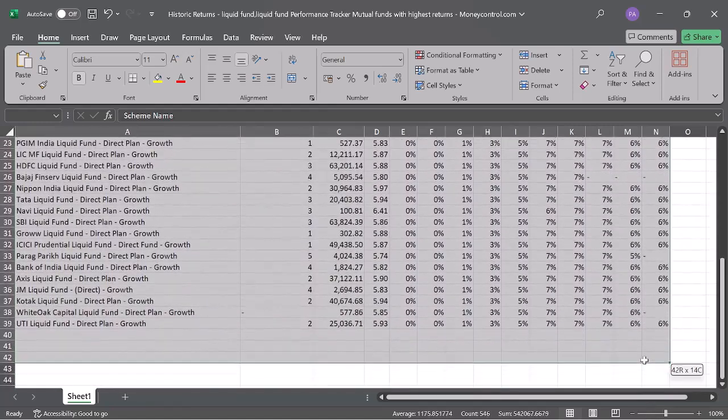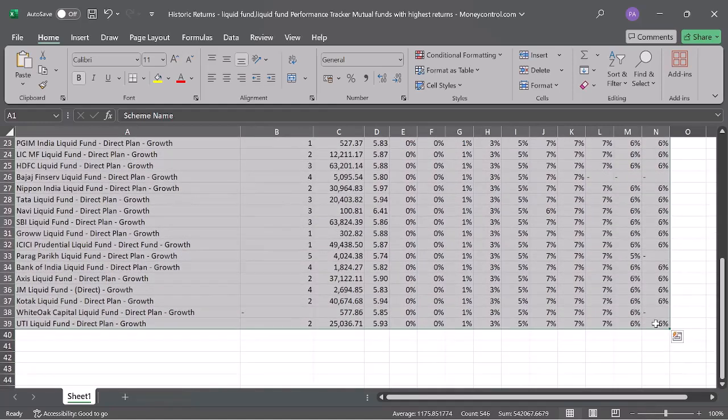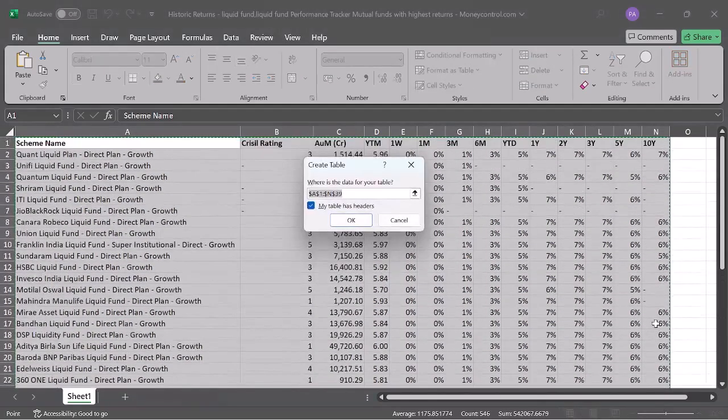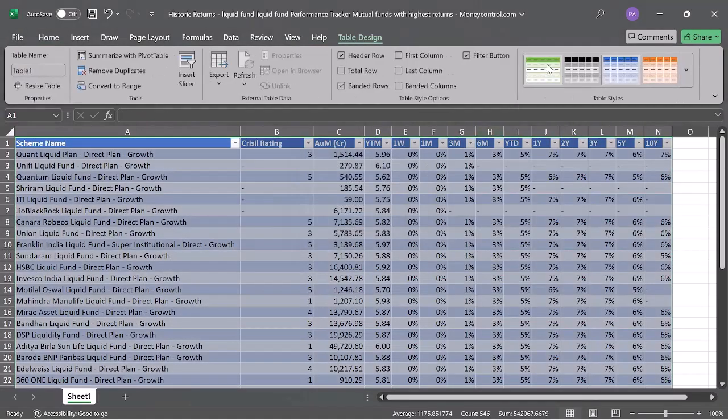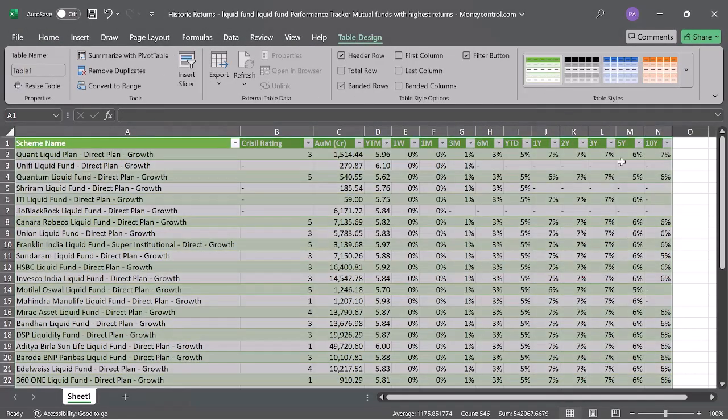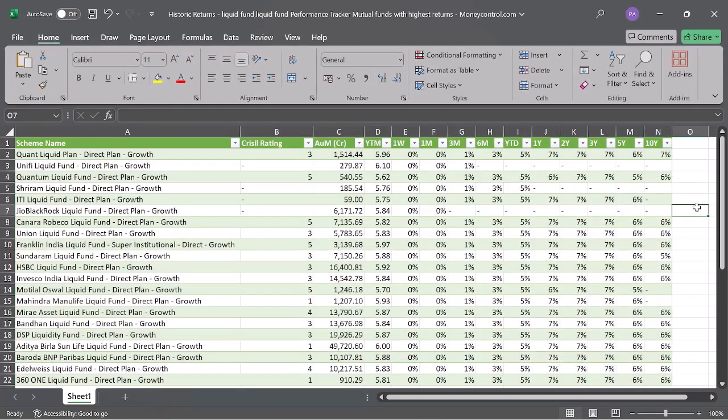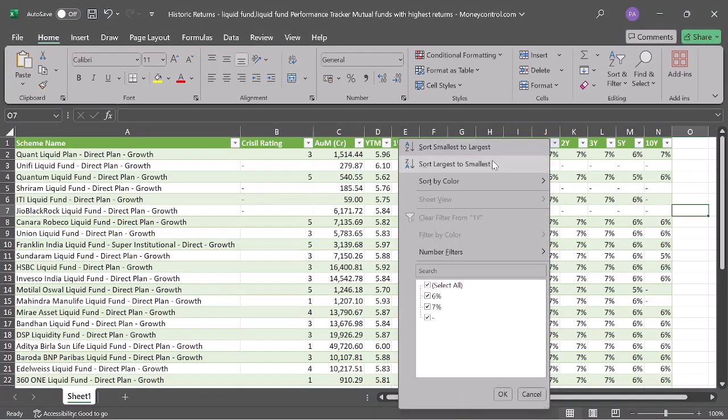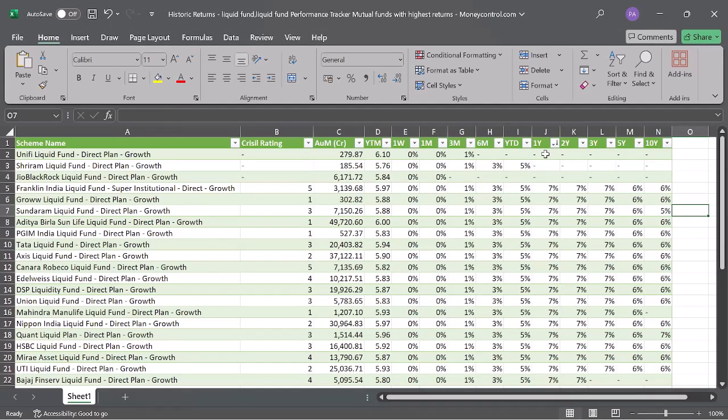Okay. And say Control T. Okay. And put this thing. Okay. Now, I just sort them on the basis of 1 year. Okay, because 1 year is quite a good amount here. It's not like equity, so 1 year should be a proper kind of analysis: how much return you're getting in a 1 year time frame.